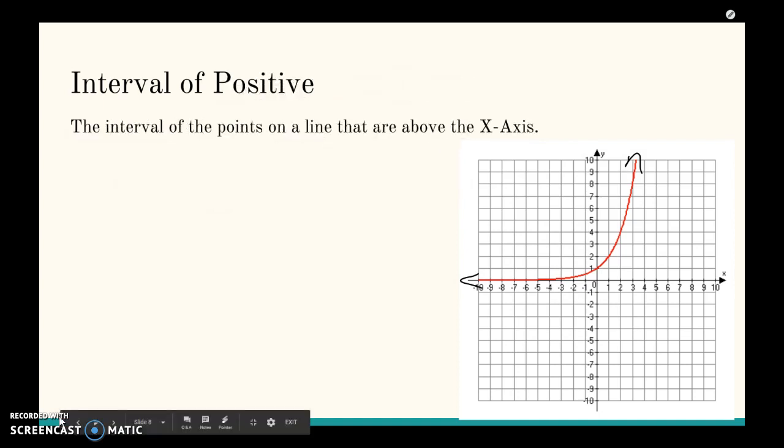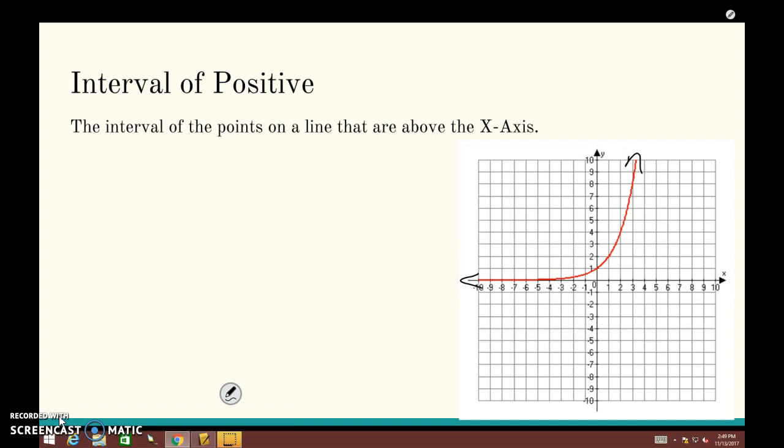All right, next we've got interval of positive and interval of negative. So with interval of positive, we're looking for the interval where the points lie above the x-axis. All you need to write down is this part, above the x-axis. That's all we're worried about here. The interval of positive is going to be above the x-axis.